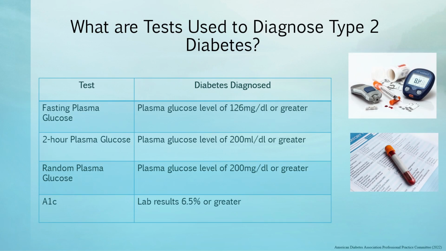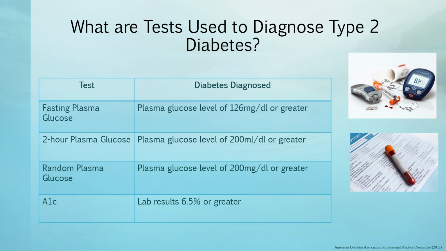Next, we're going to be looking at the different tests used to diagnose type 2 diabetes. There are four common tests that I came across in my research studies. The first was a fasting plasma glucose. To perform a fasting plasma glucose, the individual needs to fast for at least 8 hours prior to obtaining the blood sugar sample.